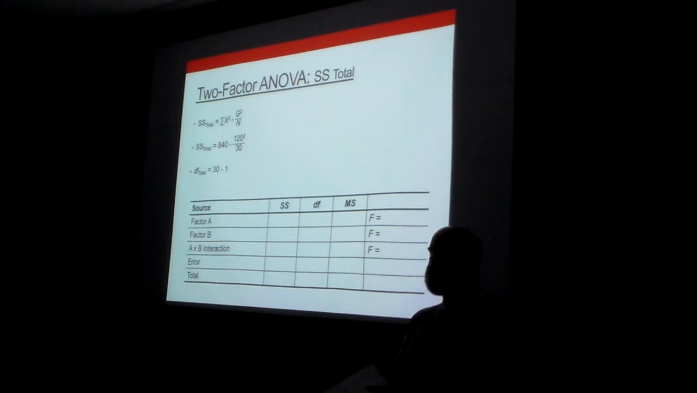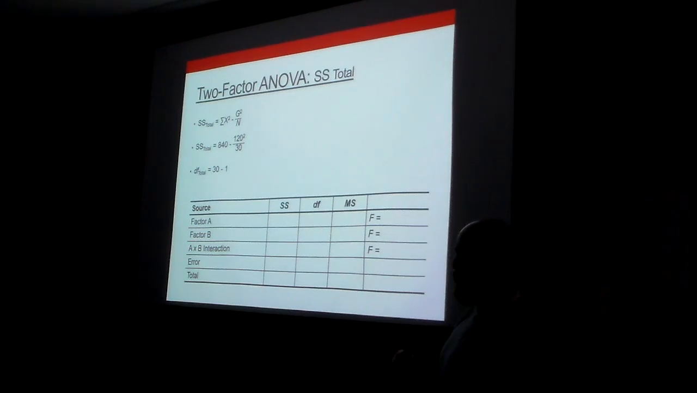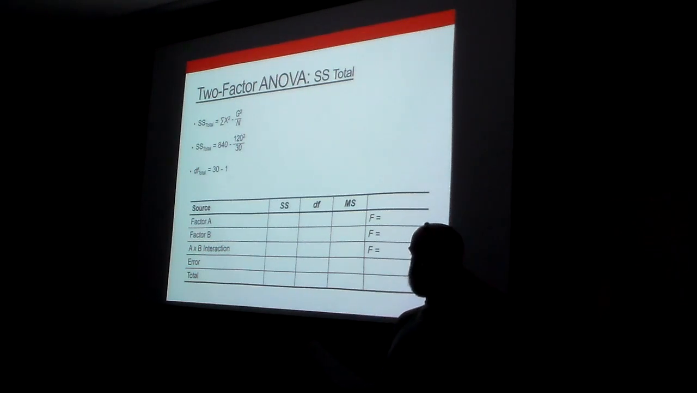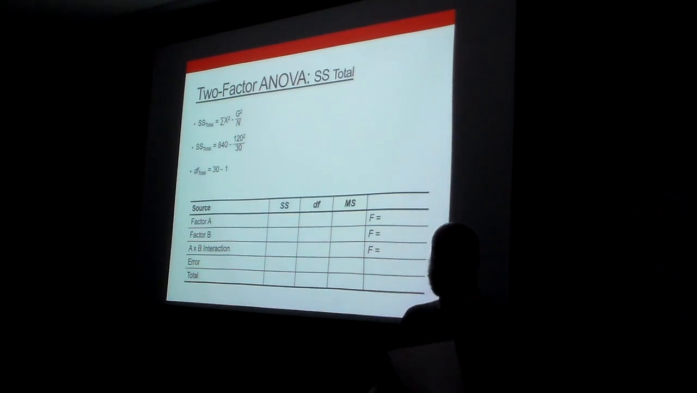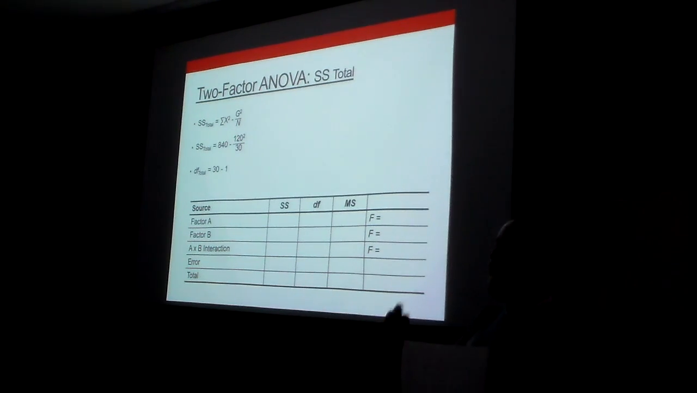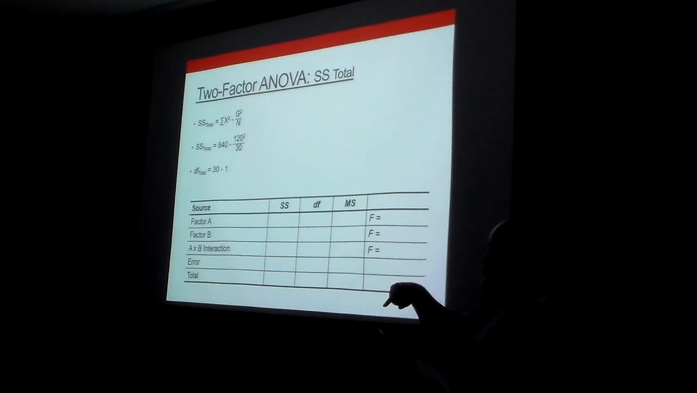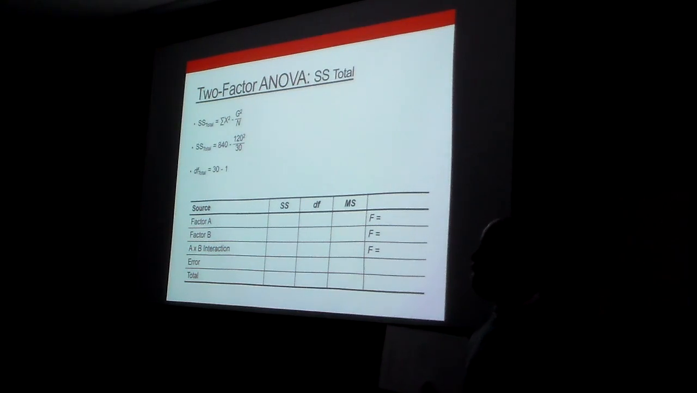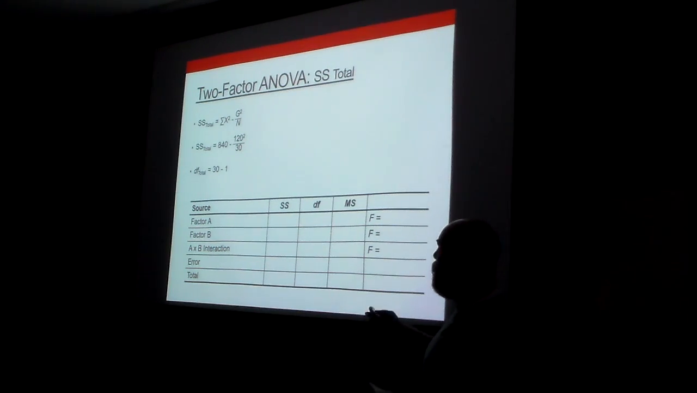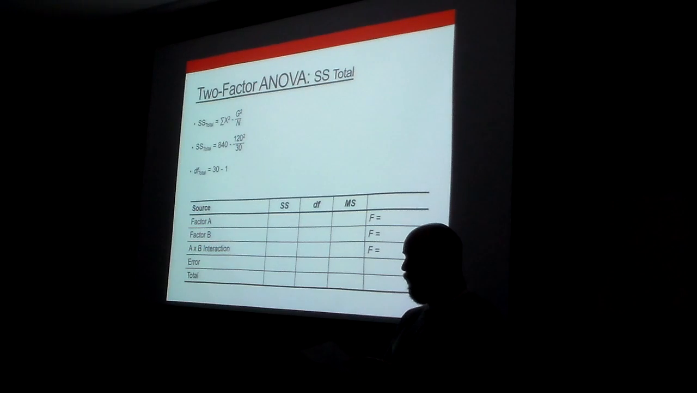What this example is looking at is the impact of task difficulty with two levels, easy versus hard, and arousal level, low, medium, and high, on some sort of performance. So we're looking at the main effect of task difficulty, the main effect of arousal or activation, and then the interaction of those two.